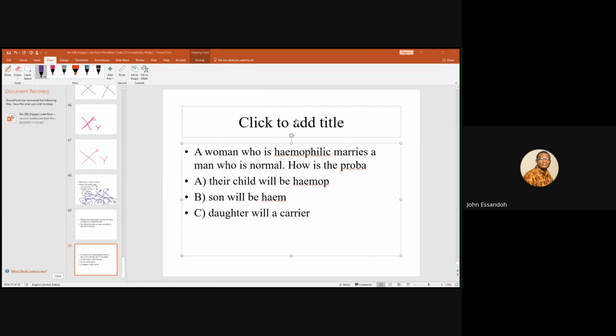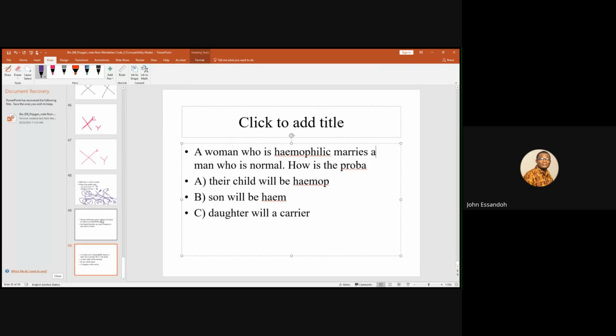What is the answer? Hello, Doc. Yes, please. A hemophilic woman is a carrier woman. The hemophilic is a woman who is hemophilic. No, the man is normal, and then the woman is hemophilic. The man is normal. Okay. She marries a man who is normal. So the woman is hemophilic.